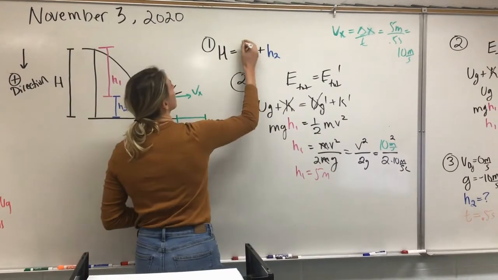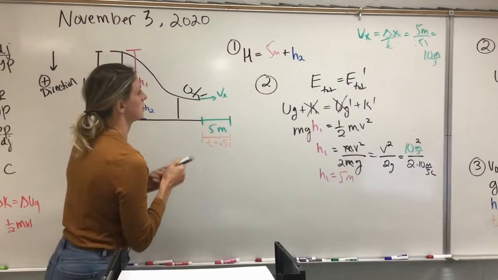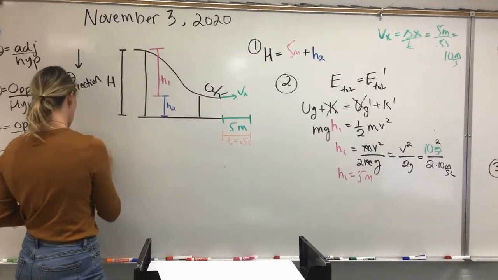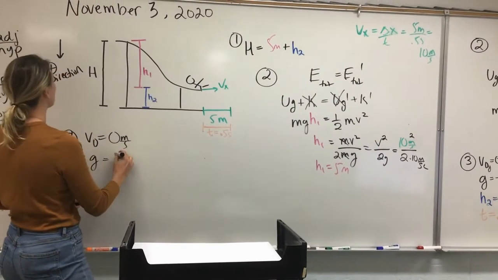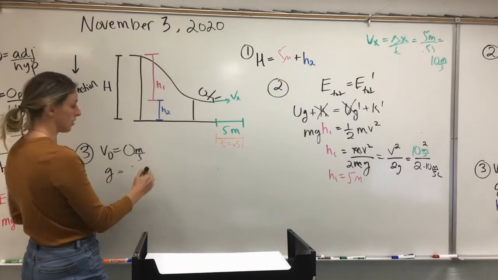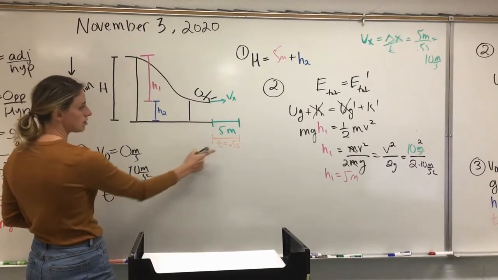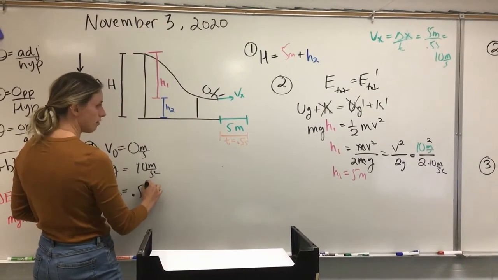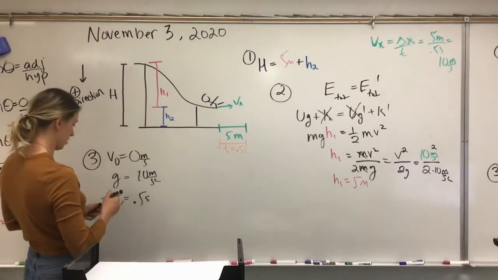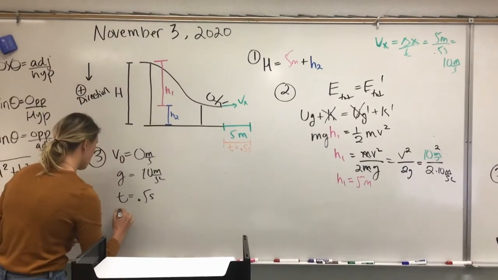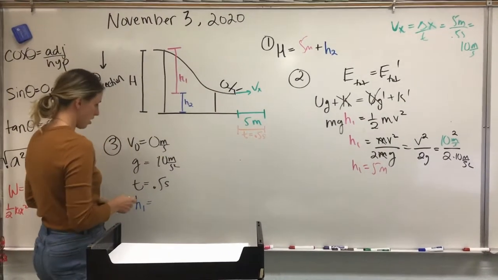I'm going to replace that right here. Okay, now for height 2. This is step 3. We know the initial velocity is 0 because it tells us. We know the acceleration due to gravity is, again, it would be -10, but I'm making down the positive direction, so I'm going to make it 10 meters per second squared. Our time was 0.5 seconds. And we're trying to find the height, and the distance, which is going to be height 2, okay? Because anytime we have kinematic stuff, we're talking about up and down.